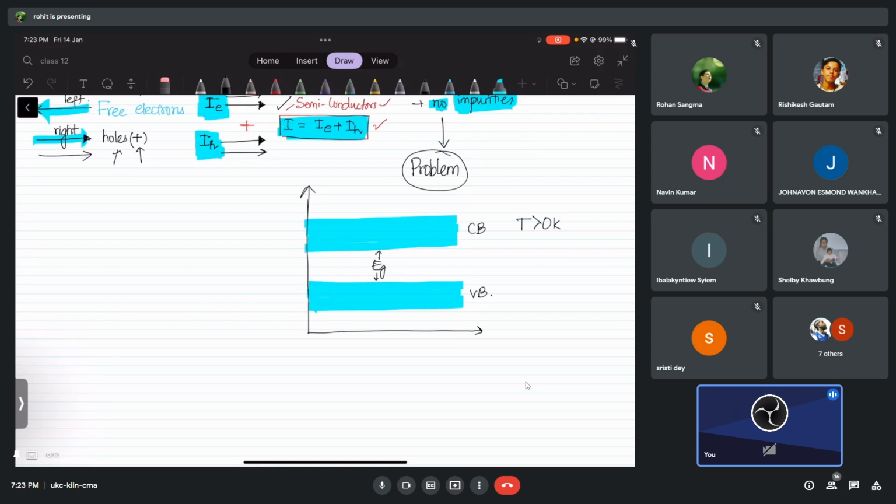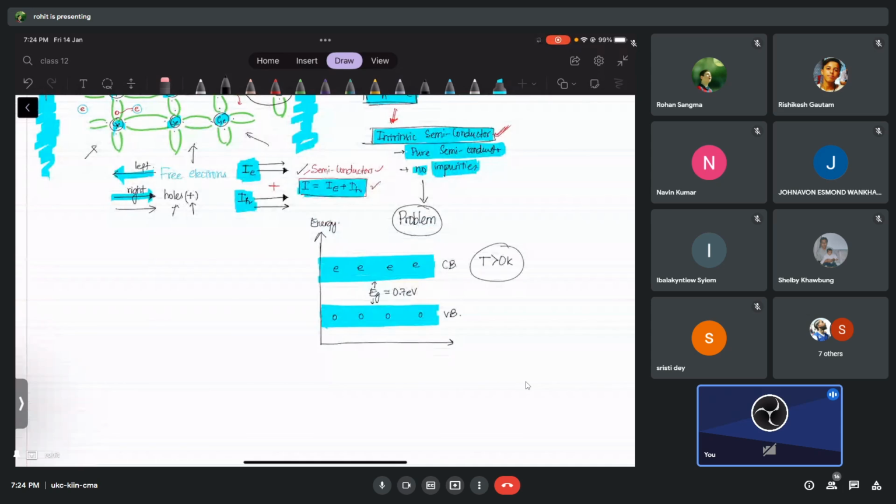And we know that if I have 4 free electrons, then I'm going to get 4 free holes in the valence band. This is the picture. In germanium, we know this energy gap is 0.7 electron volt. I think you agree with the picture. Everybody is clear with this. At 0 Kelvin, there's no free electron, so 0 electrons in the conduction band.